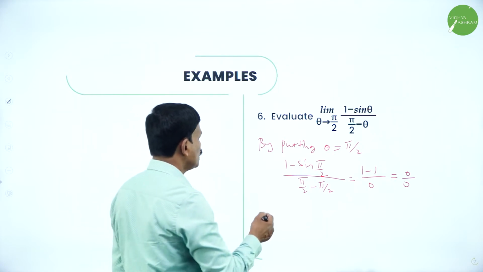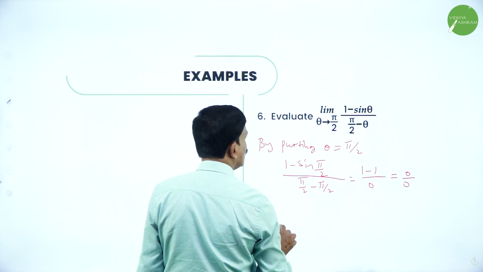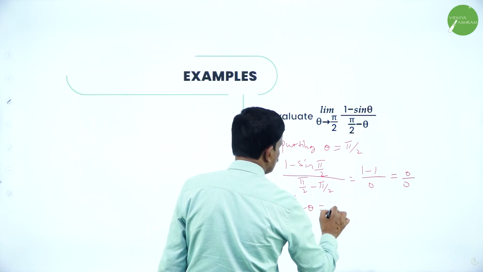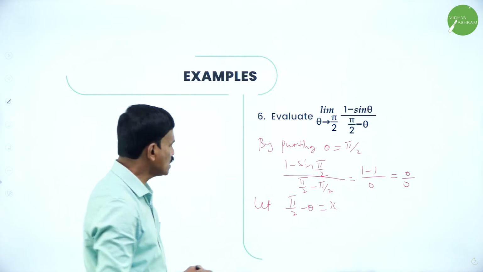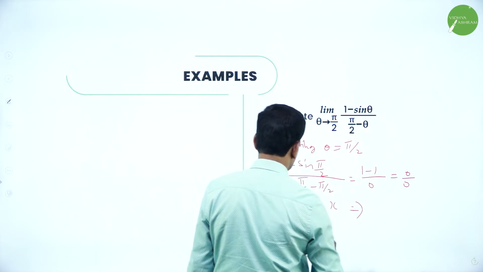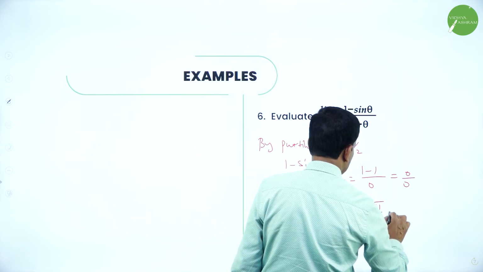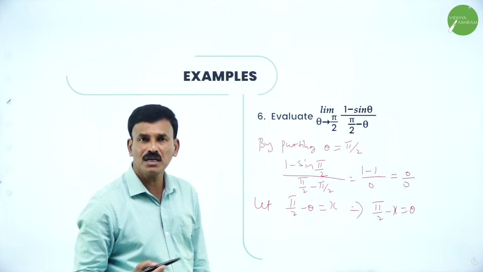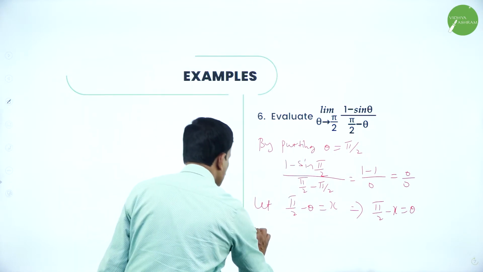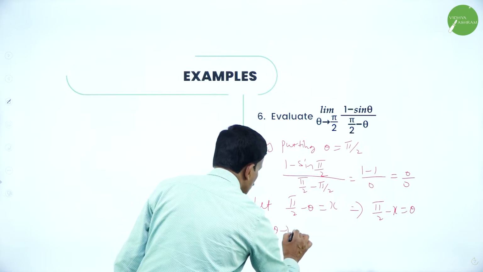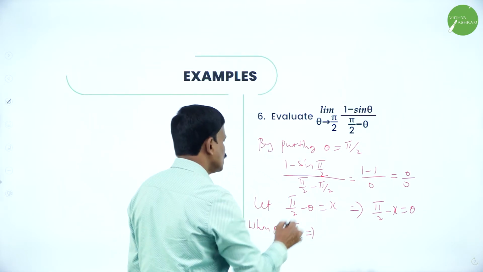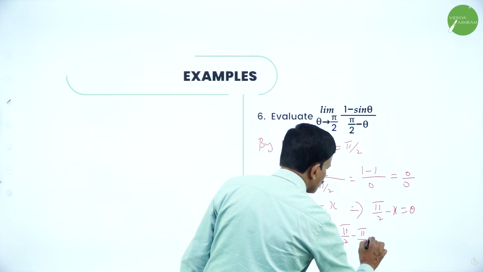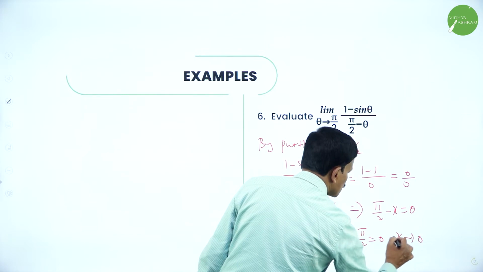That's it. So, here let us take the substitution. Let pi by 2 minus theta be equal to x. This implies pi by 2 minus x is equal to theta. Now, whenever substitutions are taken, the value of the limit also changes. When theta tends to pi by 2, x is equal to pi by 2 minus theta, which is pi by 2 minus pi by 2, that is equal to 0. That means x tends to 0.